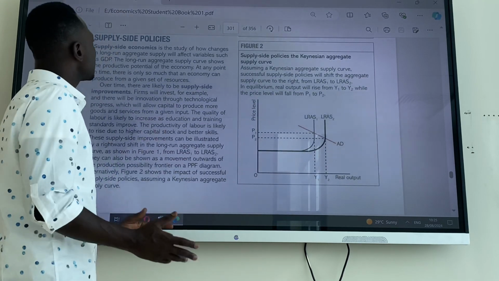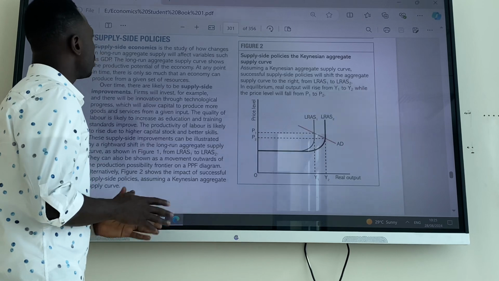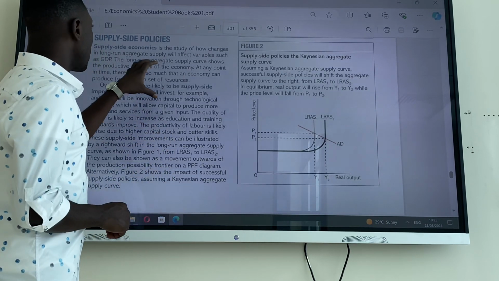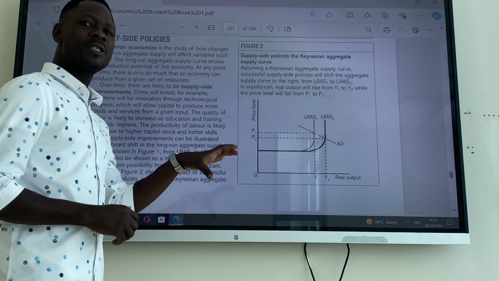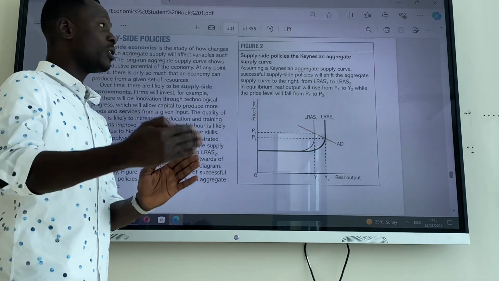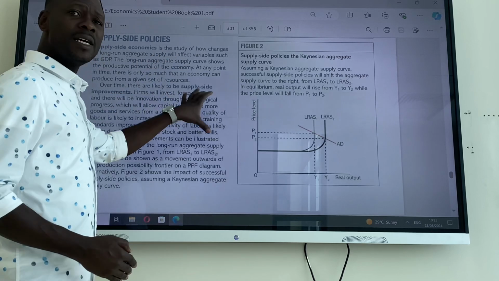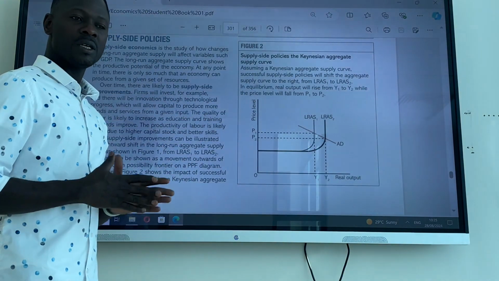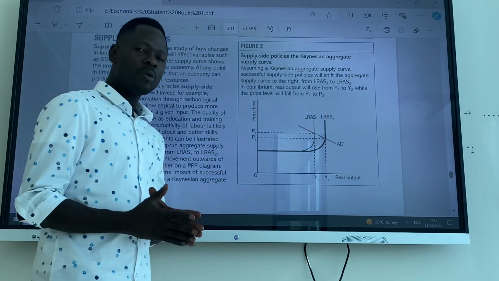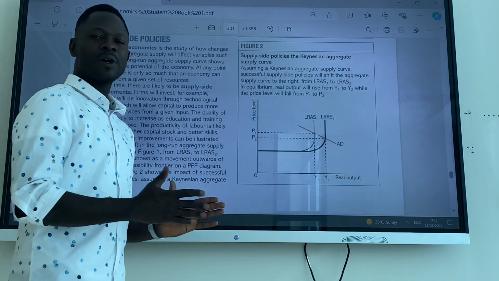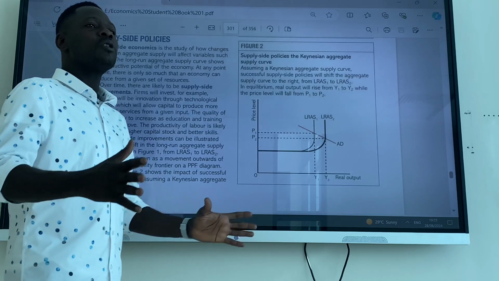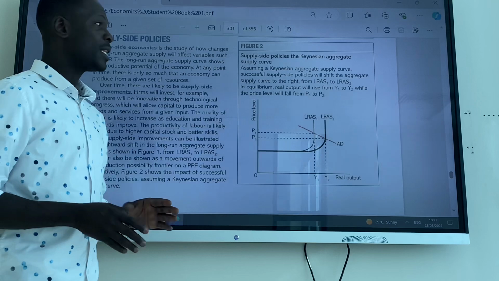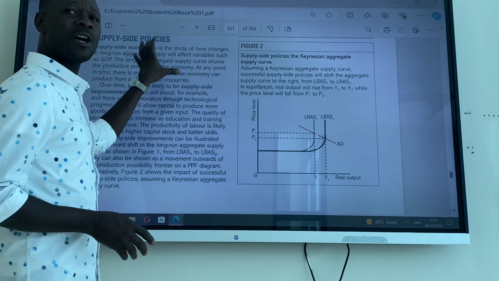Supply side economics is the study of how changes in the long run supply will affect variables such as GDP. So macroeconomic supply side economics is a study about the long run aggregate supply, and how it's going to impact the GDP of a country. And we already know what the long run is. In the long run, all factors are variable. So that means we're talking about all the factor inputs. Being able to use all the factor inputs to improve the GDP, that is supply side economics.